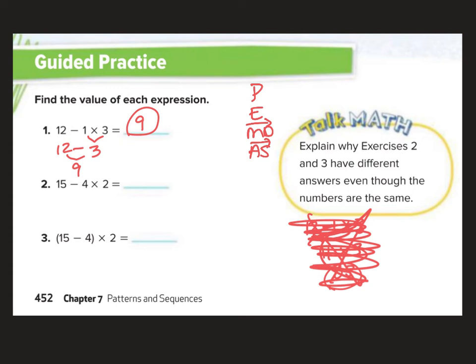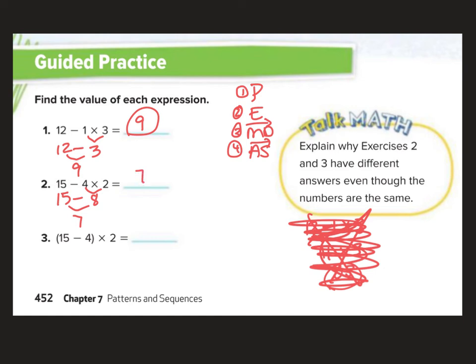Next one, 15 minus 4 times 2. First step, parentheses. Nope, no parentheses. No exponents. Is there multiplication and division? Yeah, so let's do that first. 4 times 2 is 8. Bring everything down. Now, my last step is addition and subtraction, which I only have subtraction here. 15 minus 8, and that is 7.